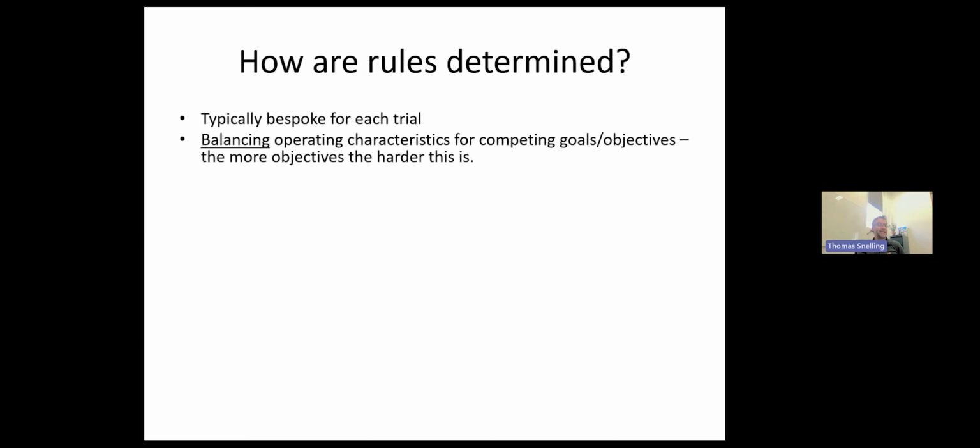And what that means is that if you have a complex trial, especially a platform trial, which has multiple objectives, it becomes more and more complicated and more difficult to achieve good operating characteristics for achieving each of those goals and objectives.